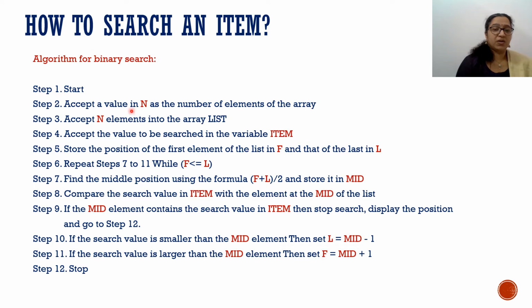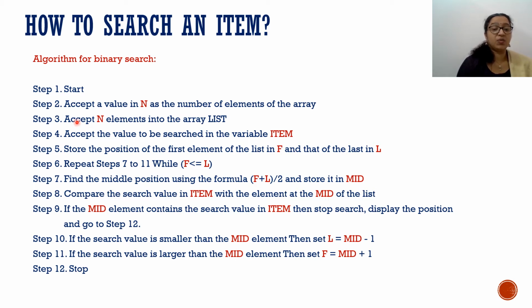So here is an algorithm for binary search. Let's see. Step 1 is start. Step 2, accept a value in n as the number of elements of the array. So n is the variable we are using for setting the limit of that array. Then step 3, accept n elements. So here we are inputting the values in the array.